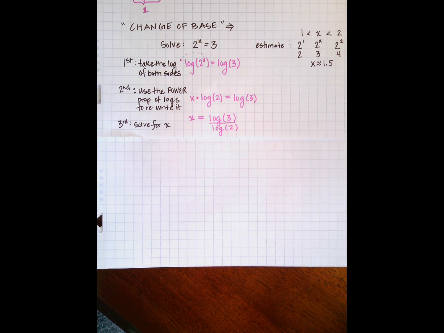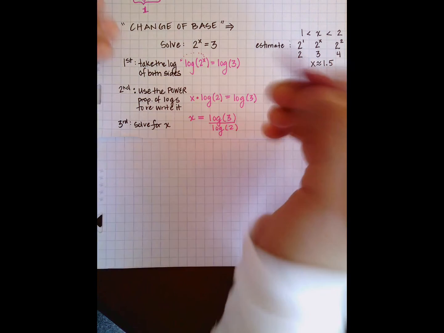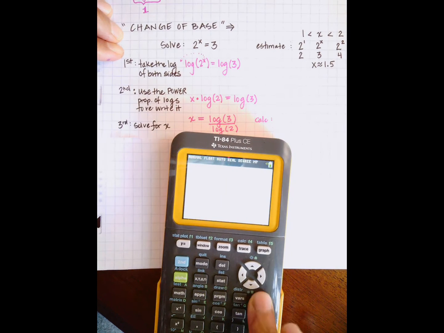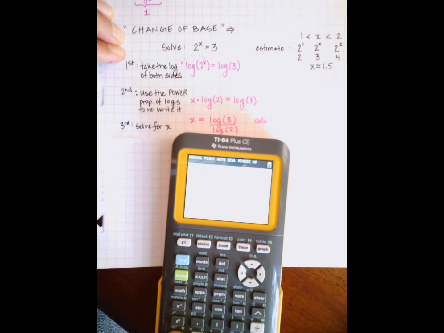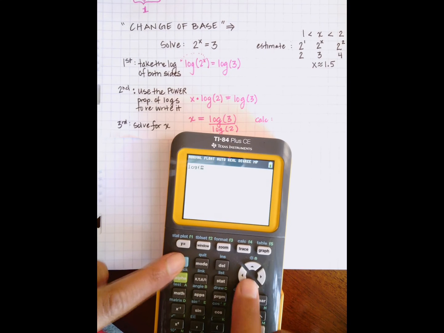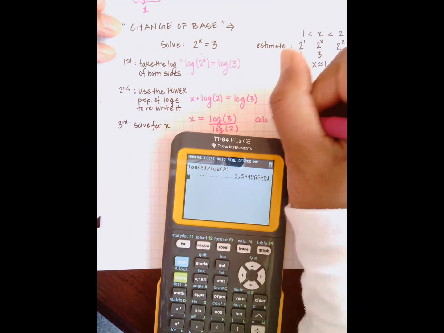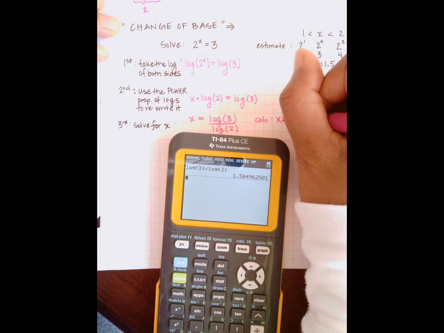In my calculator, now I can really evaluate that. So using a calculator, I will show what the solution is. I'll turn on my calculator and have the log, and you'll need to close the parentheses. Log of 3, close the parentheses, divided by the log of 2. And again, I'm going to close the parentheses and hit enter. And we see that the value is 1.585.